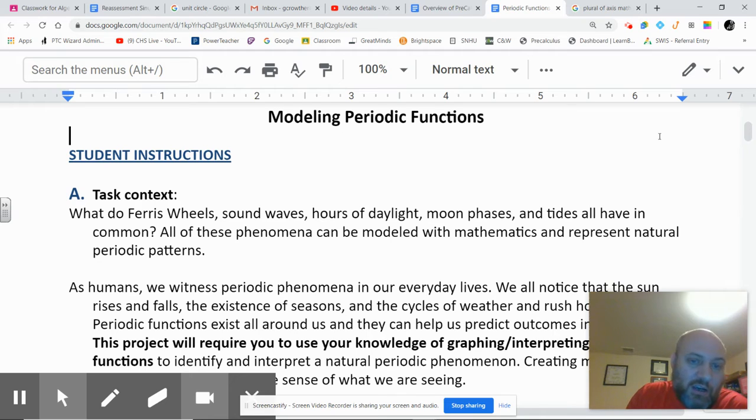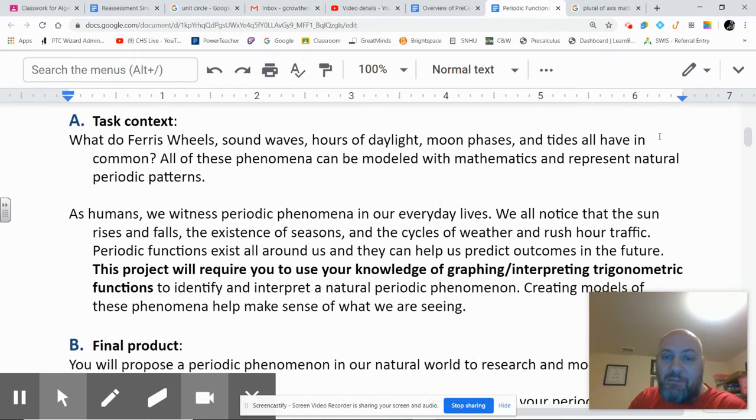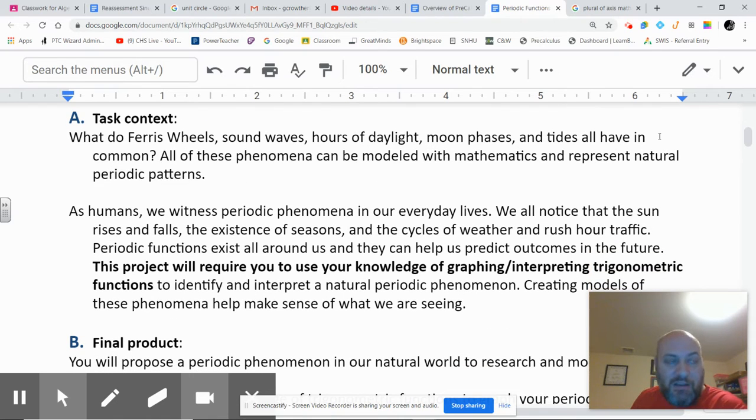But basically, all of the phenomena mentioned, Ferris wheels, sound waves, daylight, moon phases, tides especially, can be modeled in periodic patterns. We witness these in everyday lives. Sun rises and falls, we have seasons, we have cycles of weather, rush hour traffic. They exist all around us, and it's important because we need to use these to predict outcomes in the future.